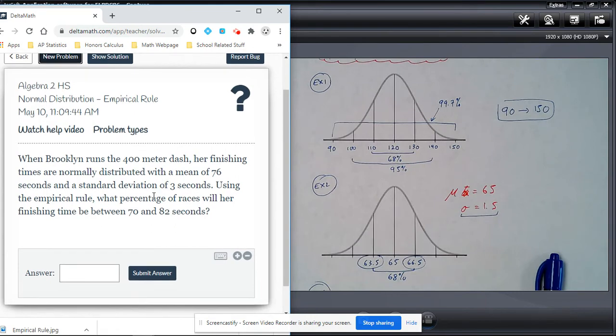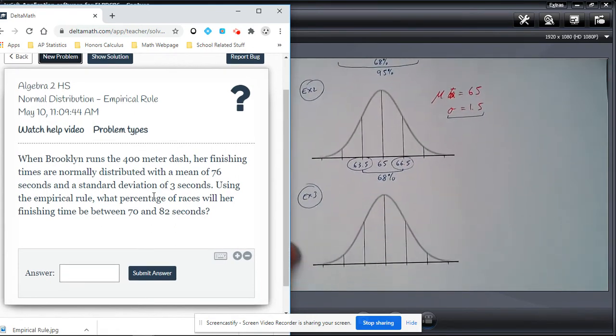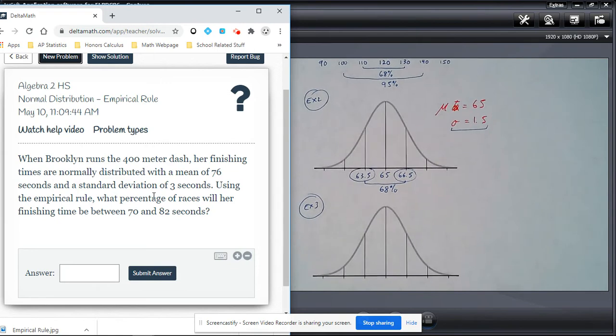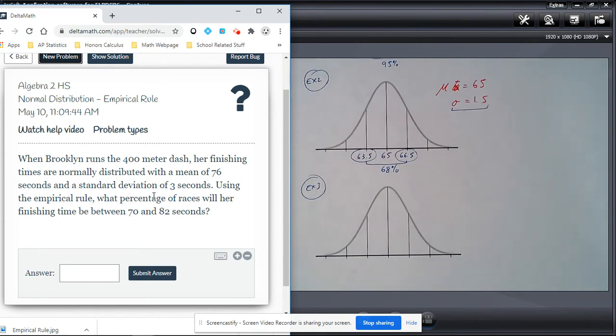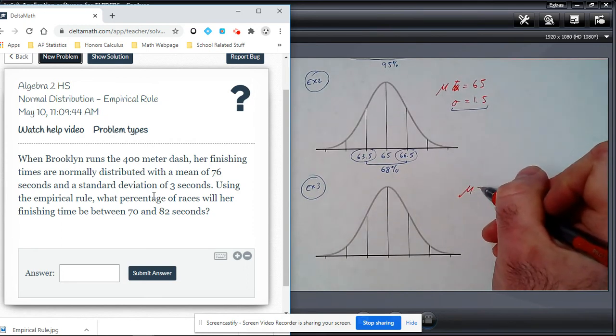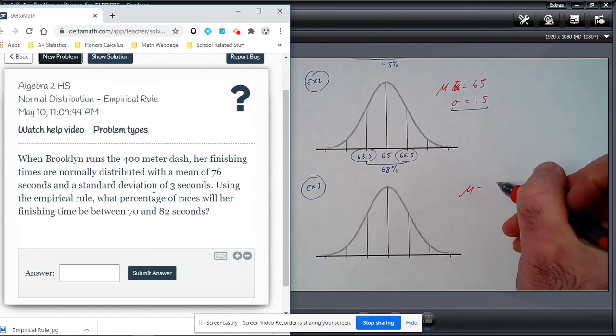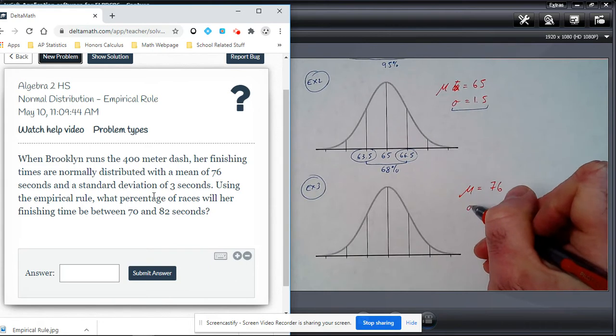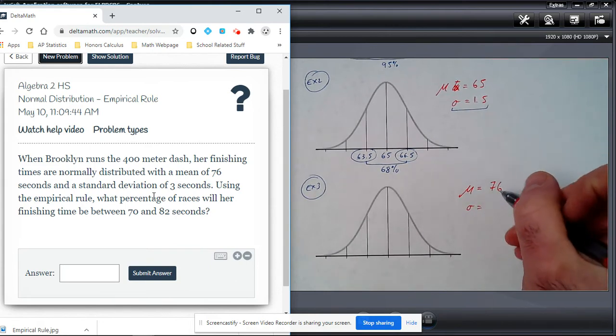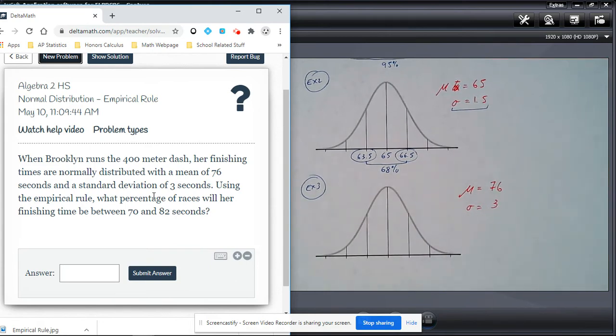All right, let's try one more question. So yeah, let's do the reverse now. So when Brooklyn also runs the 400-meter dash, her finishing times are normally distributed with a mean of 76 seconds and a standard deviation of 3 seconds. So using the empirical rule, what percentage of the races will be finishing between 70 and 82 seconds?